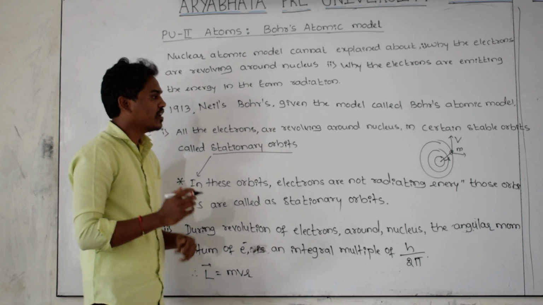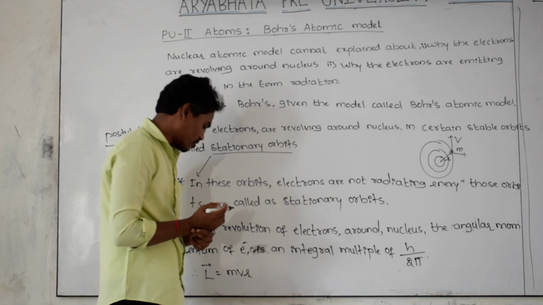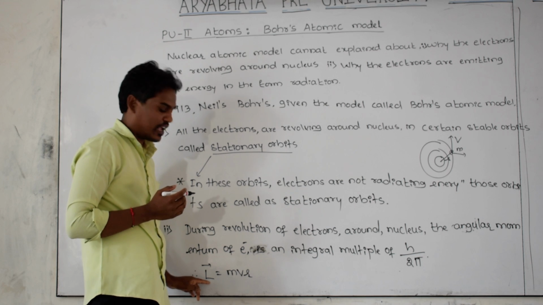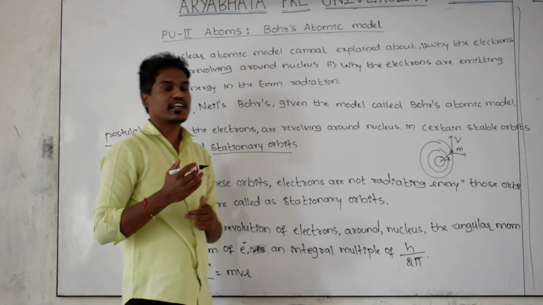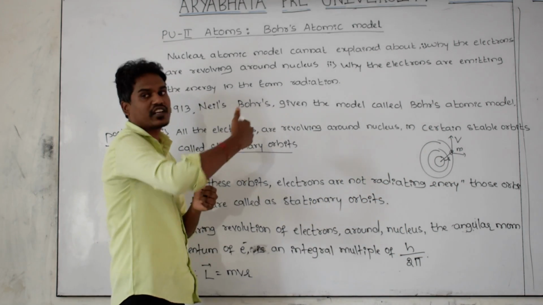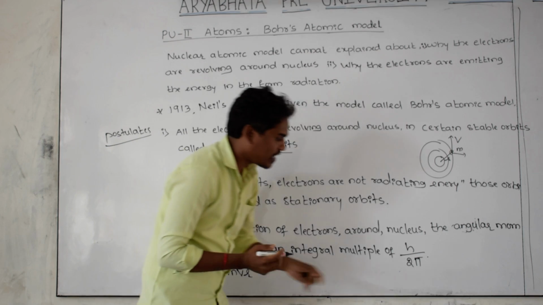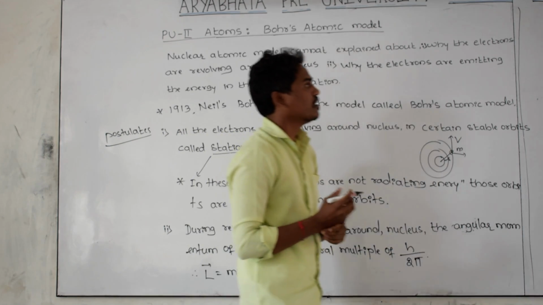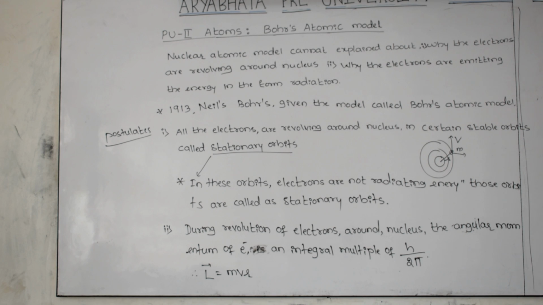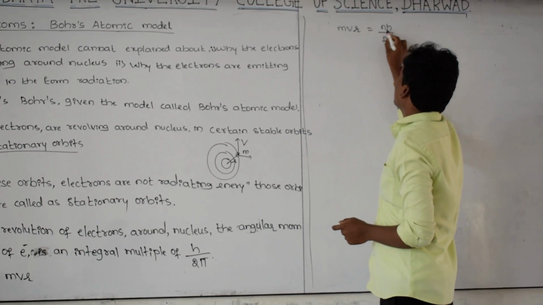What is angular momentum? It tells how energetically the electron is moving around the nucleus. That can be calculated using one physical quantity, called angular momentum. It is a momentum, but it is moving in a circular path. That's why I am using the word angular momentum. It can be written as L equal to m v r, which is equal to n h by 2 pi, where n is an integer.